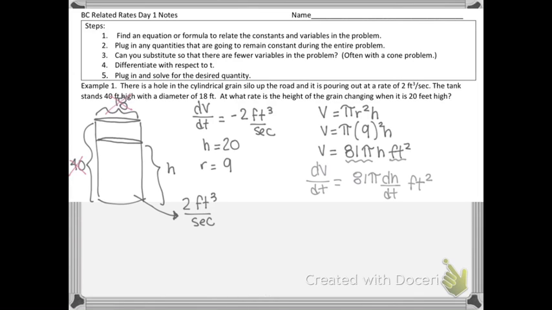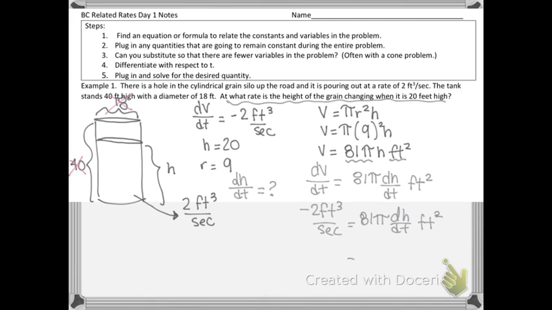So let's go back and read the problem. At what rate is the height of the grain changing when it's 20 feet high? So what they're actually asking us to find in the problem is dH/dt, the rate of change of the height. So let's plug in. So we have negative 2 feet cubed per second is our dV/dt. That equals 81 pi. There's nothing else to plug into, so I can just go ahead and proceed with solving.